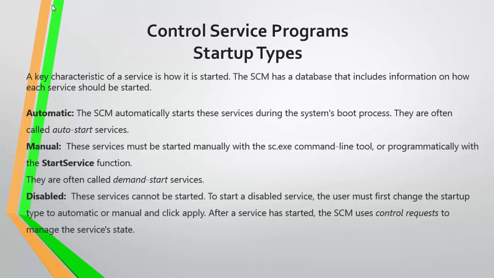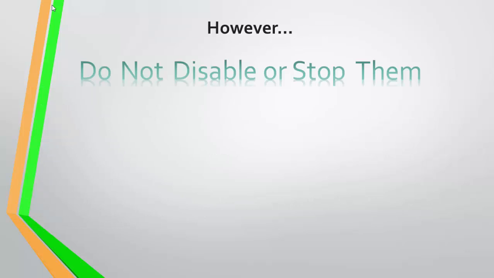Manual. These services must be started manually with the SC.exe command line tool, or programmatically with the StartService function. They are often called demand start services. Disabled. These services cannot be started. To start a disabled service, the user must first change the startup type to automatic or manual and click apply. After a service has started, the Service Control Manager uses control requests to manage the service state.